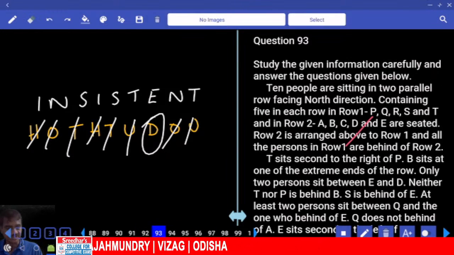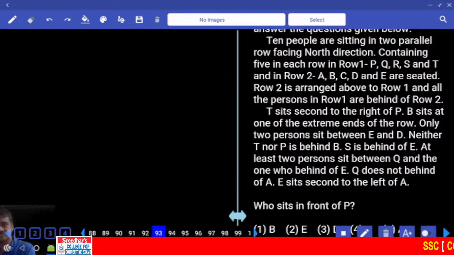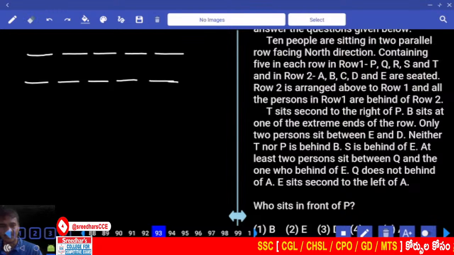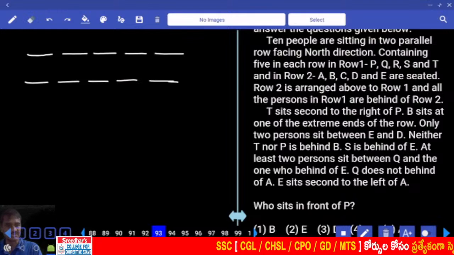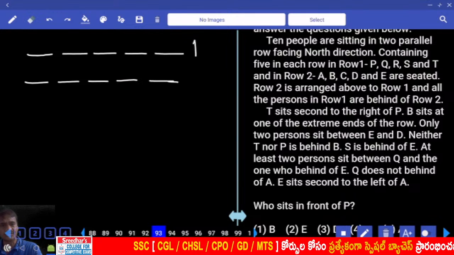Then 93 to 97, first or the second priority? First priority, how many people are there? 10. 1, 2, 3, 4, 5. And here again there are 5 people. Now who are the persons in this row? Row 1, P, Q, R, S and T. And all the persons are facing towards north only.